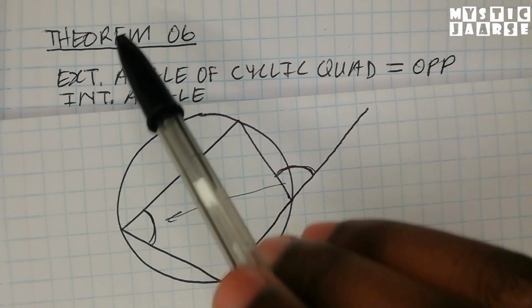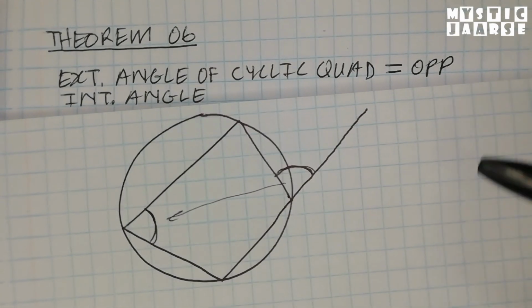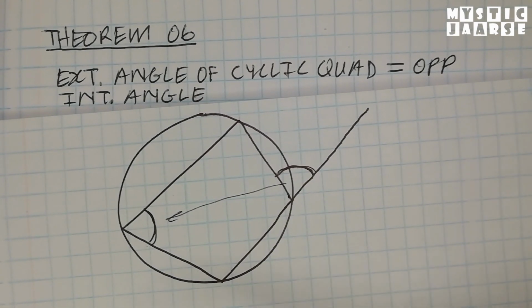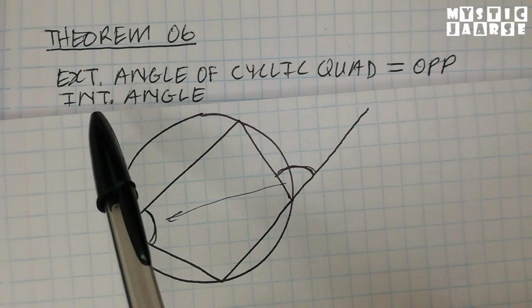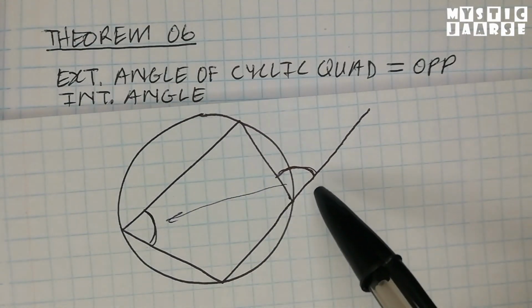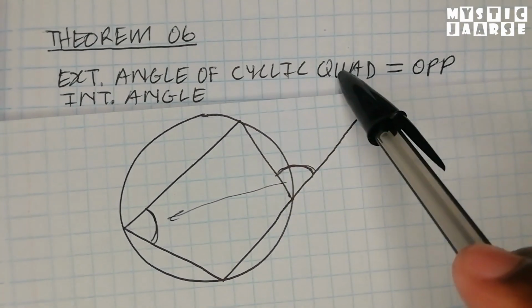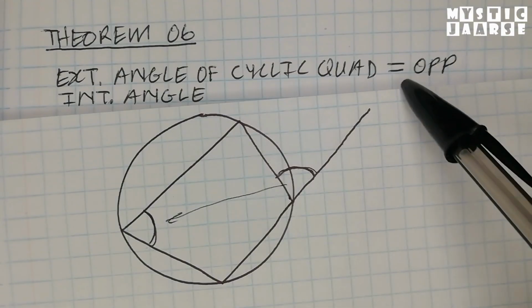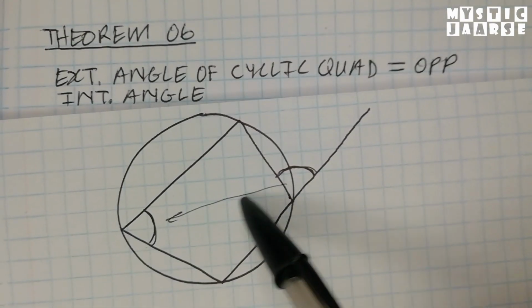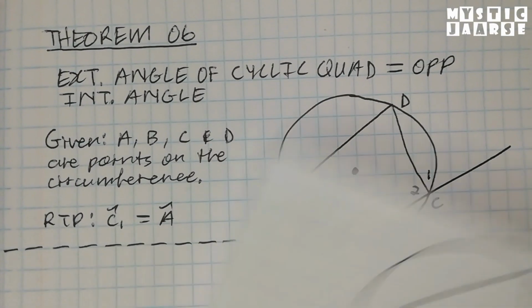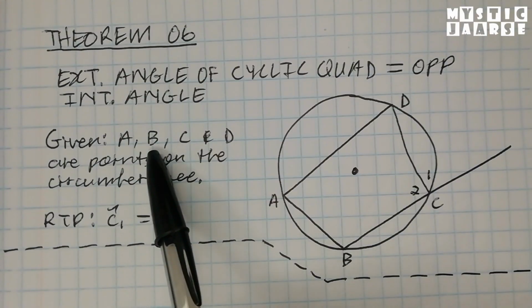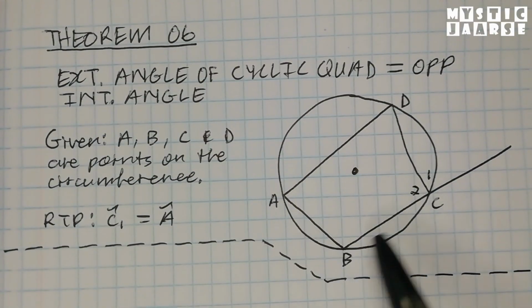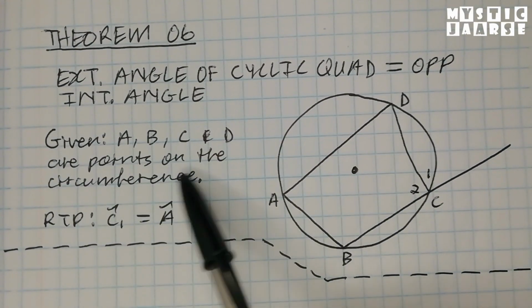This is Theorem 6. We are now dealing with cyclic quadrilaterals. So Theorem 6 states that an exterior angle of a cyclic quad is equal to the opposite interior angle. Here we are given points A, B, C, and D, which are points on the circumference.